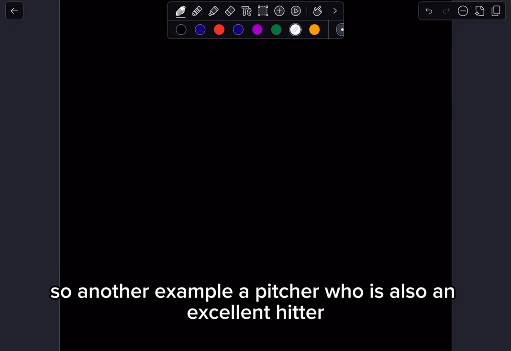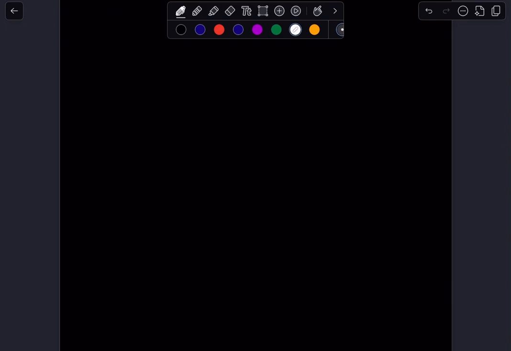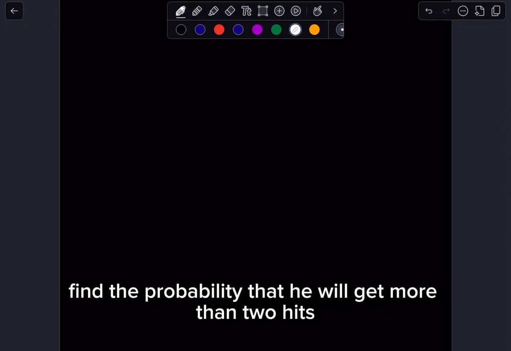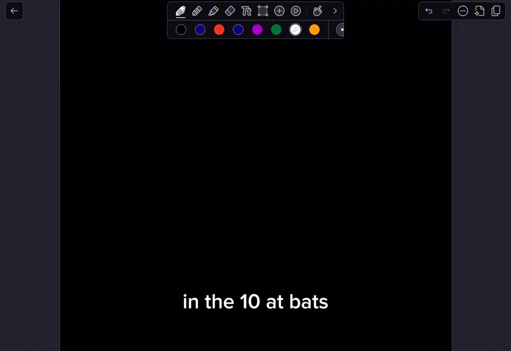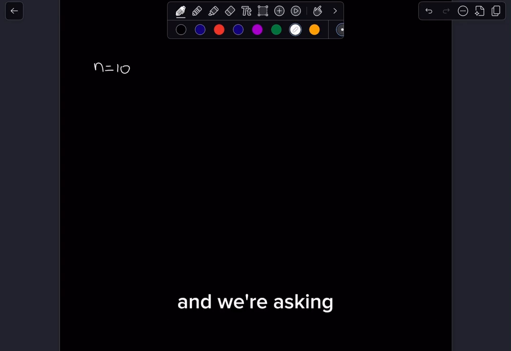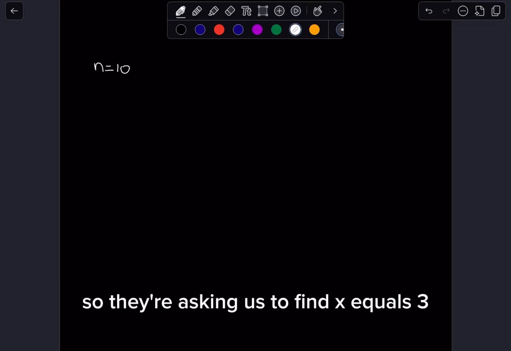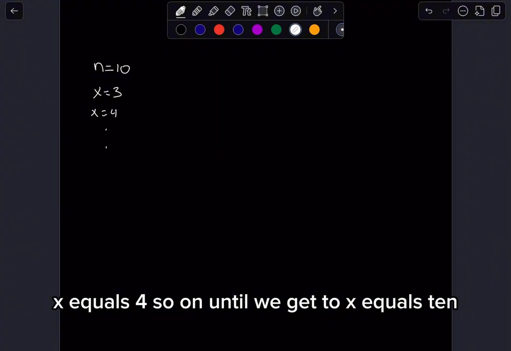So another example. A pitcher who is also an excellent hitter has a well-established career batting average of .300. Suppose that he bats 10 times. Find the probability that he will get more than 2 hits in the 10 at-bats. Now, this experiment involves 10 trials. And we're asking, find the probability that he will get more than 2 hits. So they're asking us to find x equals 3, x equals 4, so on, until we get to x equals 10.